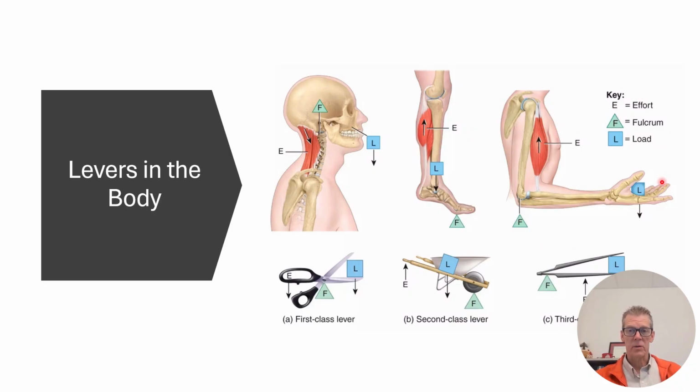And then third, most of the joints in the body are composed of a class 3 lever, where the effort is attached pretty close to the axis of rotation, in this case the elbow joint, and then the load is further away. The external forces have a mechanical advantage. So this is, again, ineffective for creating a lot of torque at the elbow, but very effective at creating range of motion.